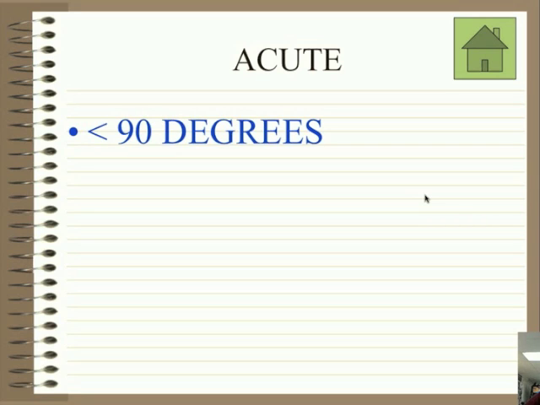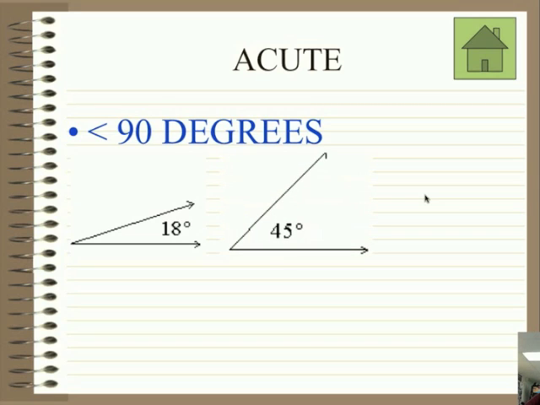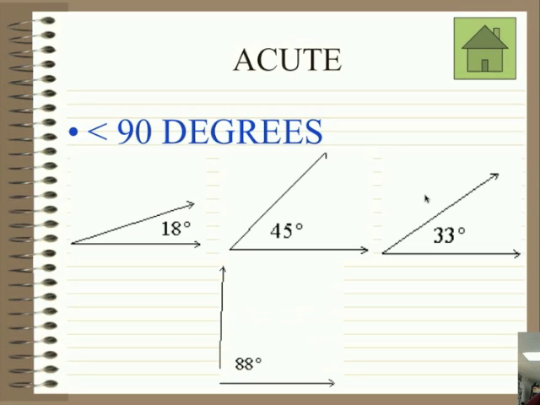It's less than 90 degrees, so anything up to 90 degrees. So the largest acute angle that you can have is 89 degrees. So here's an acute angle, here's an acute angle, and here's another one. So anything less than 90 degrees is considered an acute angle. And again, there's one that's getting close to 90, but it is not, and it's less than, so it would be considered an acute angle.